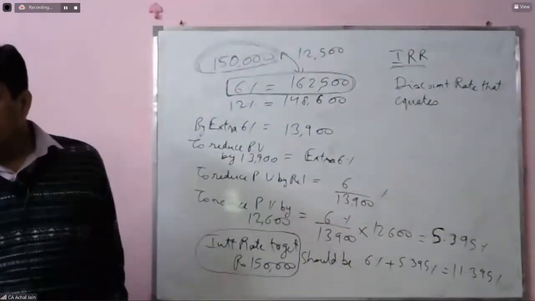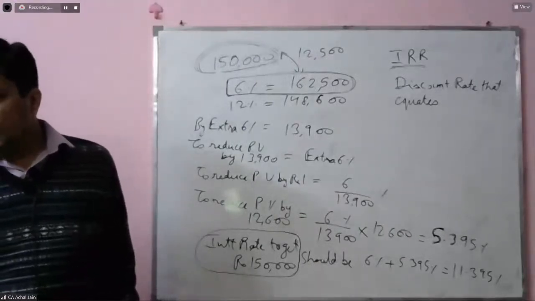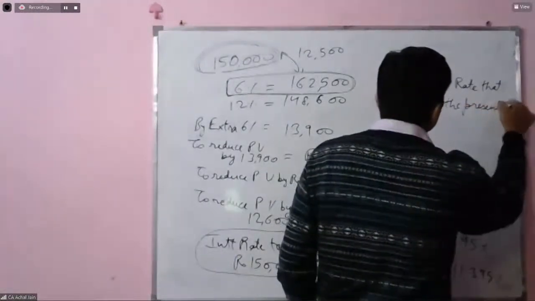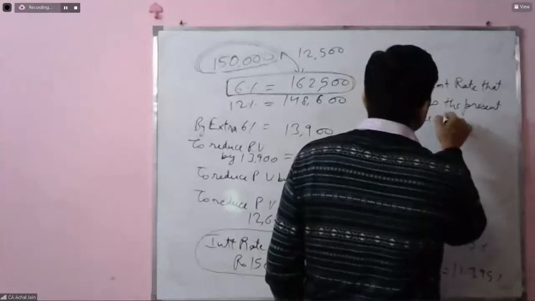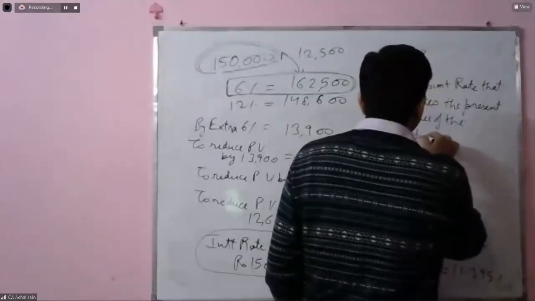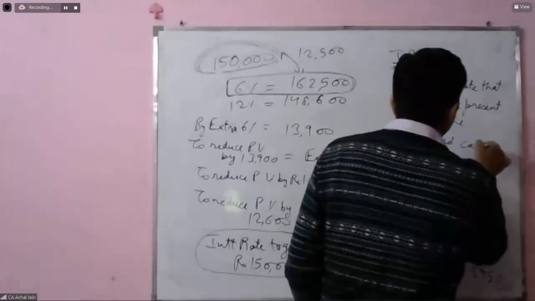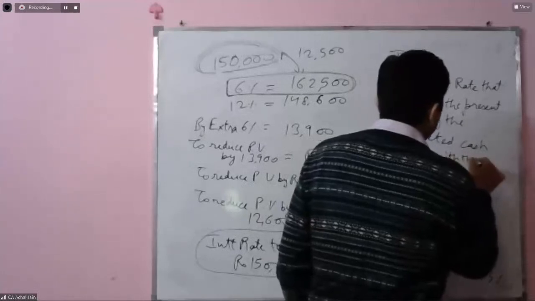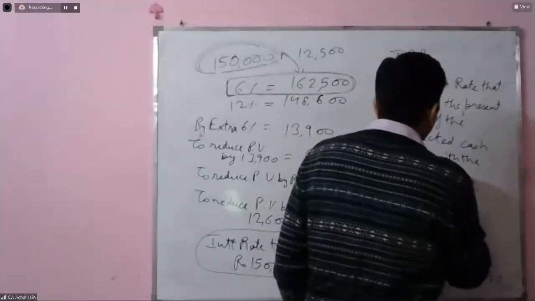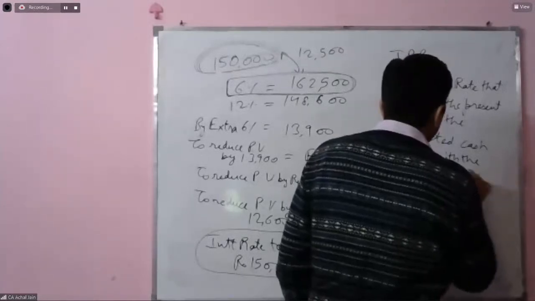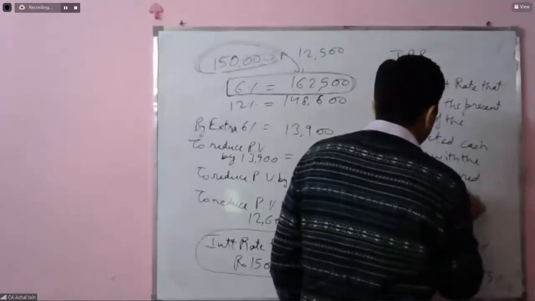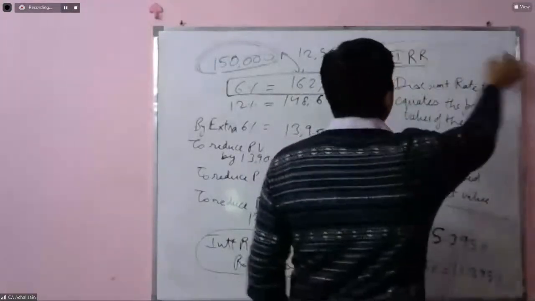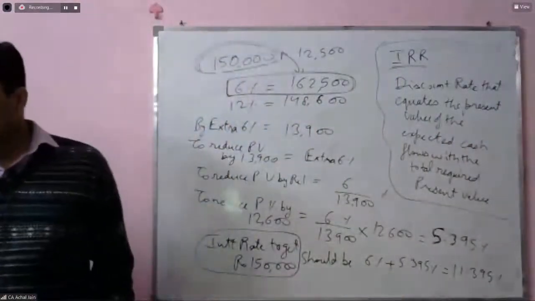It's the discount rate that equates the present value of the expected cash flows with the total required present value. Yeah. This is only for the purposes of your understanding.